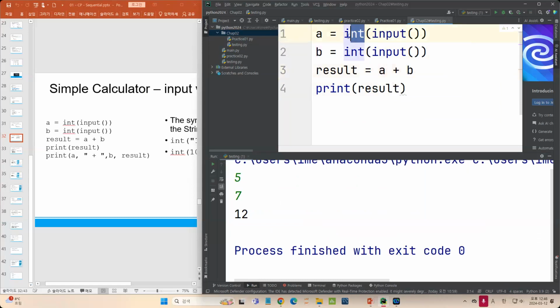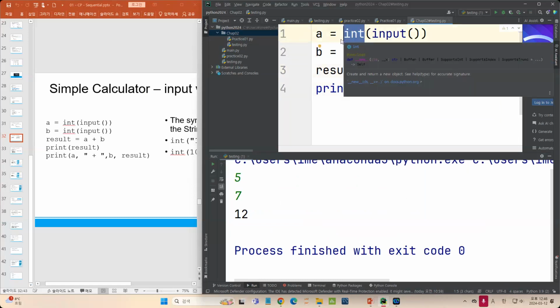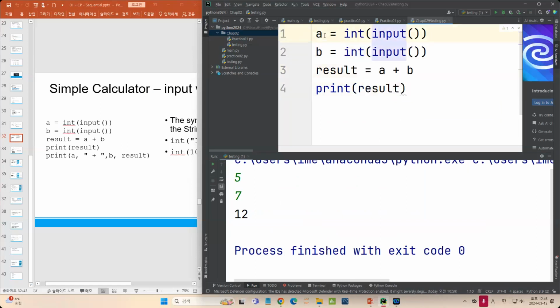But if I wrote without int, then it will be a string. If it is a string, then the result will be 5 and 7. Okay.